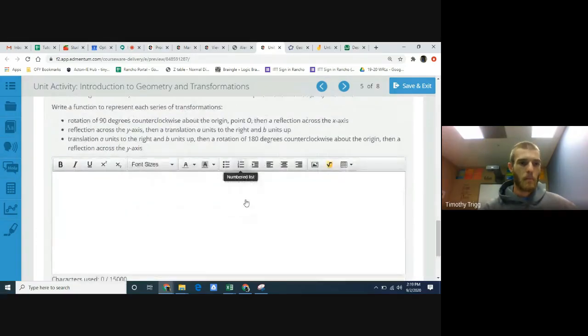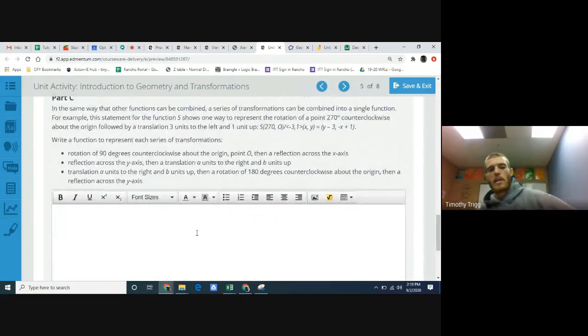Okay, part C. So in part C, it says, in the same way the other functions can be combined, a series of transformations can be combined into a single function. For example, this statement for the function s shows one way to represent the rotation of a point 270 degrees counterclockwise about the origin, followed by a translation 3 units left and 1 up. Okay, so let's do one of these together.